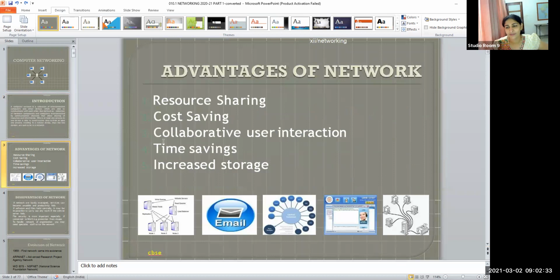Resource sharing. What is the next point? Cost saving. So you don't have to buy 40 printers. So cost saving. The next one is collaborative user interaction. That is, users can interact with each other through networking. That's collaborative user interaction.